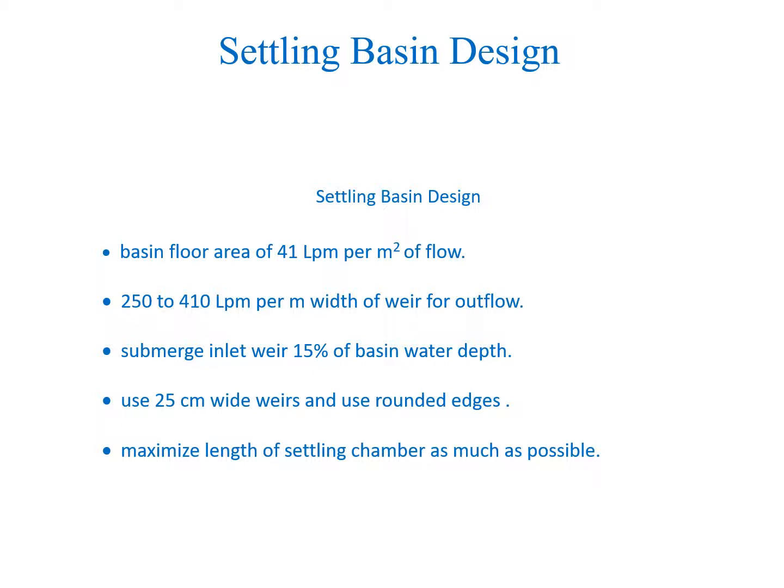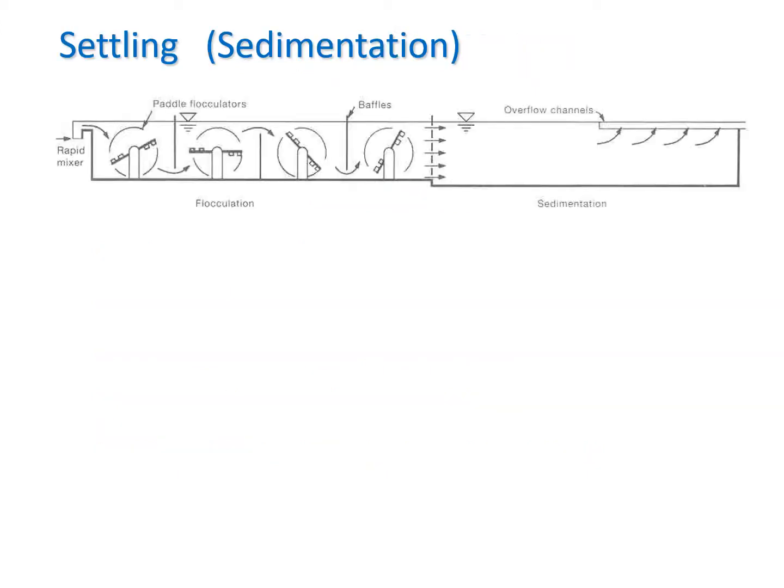Settling basin design: this is the typical criteria for a settling basin. Basin floor area is 41 liters per minute per square meter of flow, and 250 to 410 liters per minute per meter width of the weir for outflow. The submerged inlet weir will be 15% of the basin water depth. We use 25 centimeter wide weirs with rounded edges, and maximize the length of the settling chamber as much as possible.